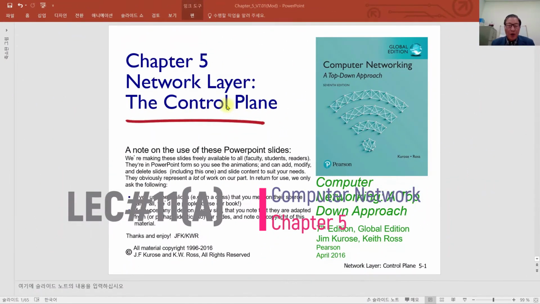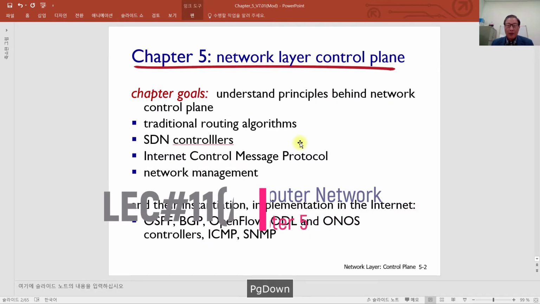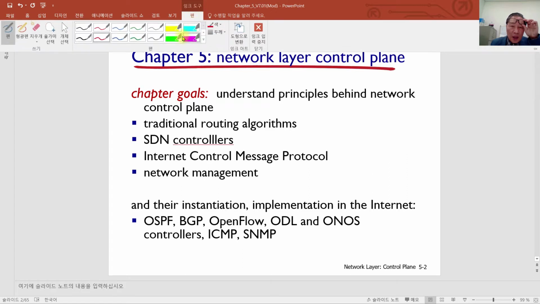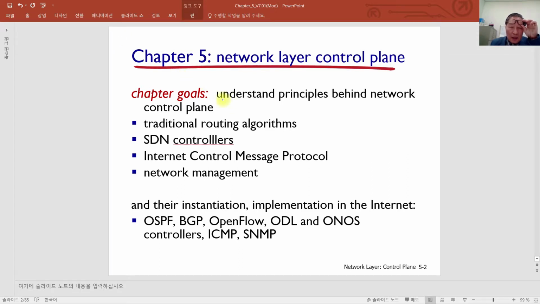In this chapter 5, we will learn about the network layer. This one is about the control plane. The previous chapter 4 was also about the network layer, but that was mainly for the data plane. Okay, here we look at the chapter goals. This chapter is mainly for understanding the principles behind the network control plane.